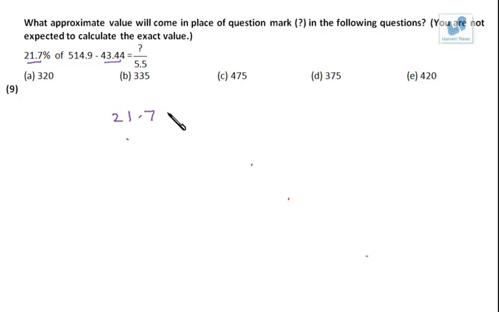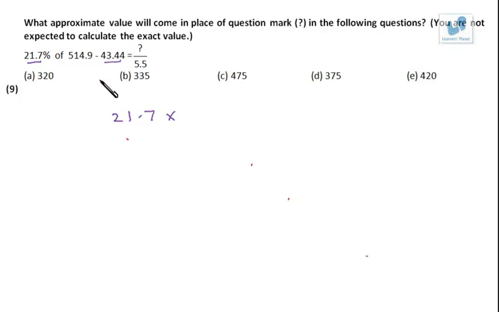21.7, now I'm taking it as common. So it is 514.9. Instead of 514, I take it as 515, right? So it will be converted to 5.15 because I'm shifting the percentage sign over here. So it's 5.15 minus, this is what, 2 into 21.7. So it is 5.15 minus 2 into 21.7.